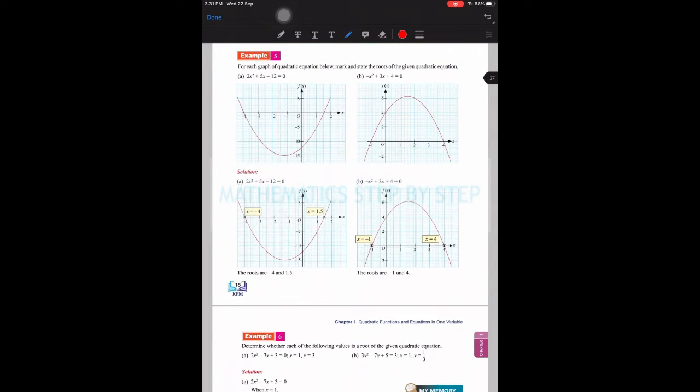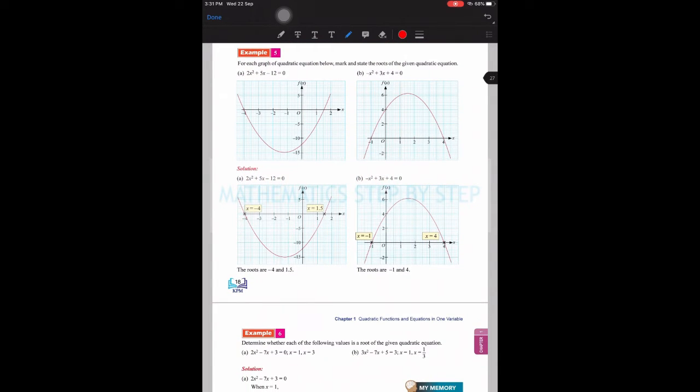So let us go through this example 5. For each graph of quadratic equation below, mark and state the roots of the given quadratic equation. We can see that this point and this point are the two points where the graph cuts the x-axis, so we know that these two are the roots. This is the way for us to mark the root. Put a cross there.